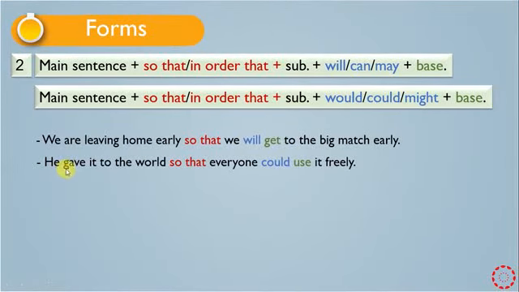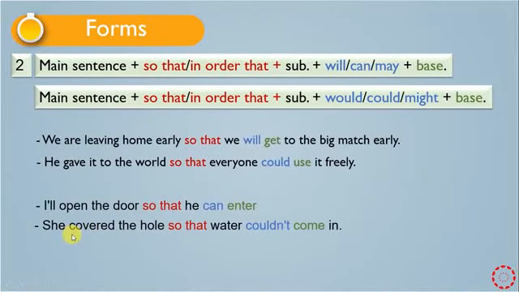The second example: he gave it to the world so that everyone could use it freely. After so that we have everyone, which functions as the subject, and then could, and then use, which is the base. Another example: I will open the door so that he can enter. Here we have the subject, then can, and then the base. She covered the hole so that water couldn't come in.